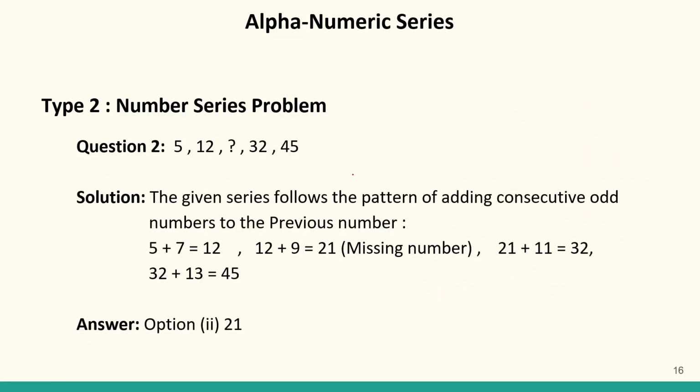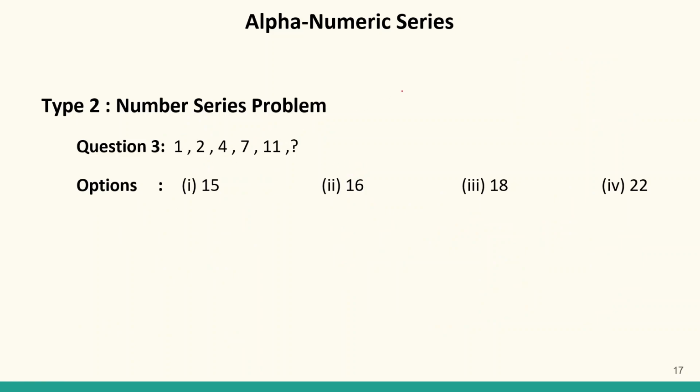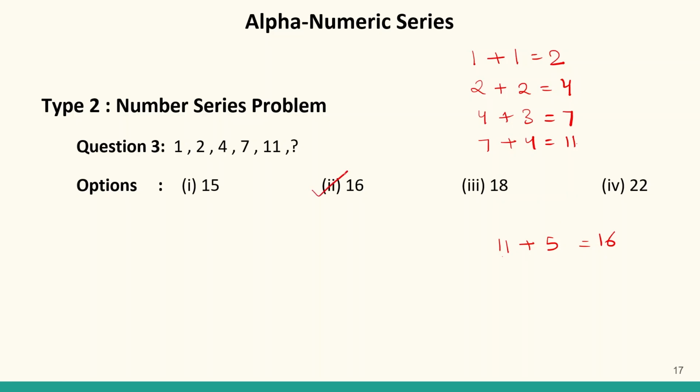Now, let us look at this series. I can say 1 plus 1 equals 2, right? I can say 2 plus 2 equals 4. I can say 4 plus 3 equals 7. And I can say 7 plus 4 equals 11. So very simple logic is being followed, that we are adding one number more than the last time. So we'll add one number more than the last time to the previous term, which is 11. So 11 plus 5, we'll get 16. So our answer will be second, that is 16.